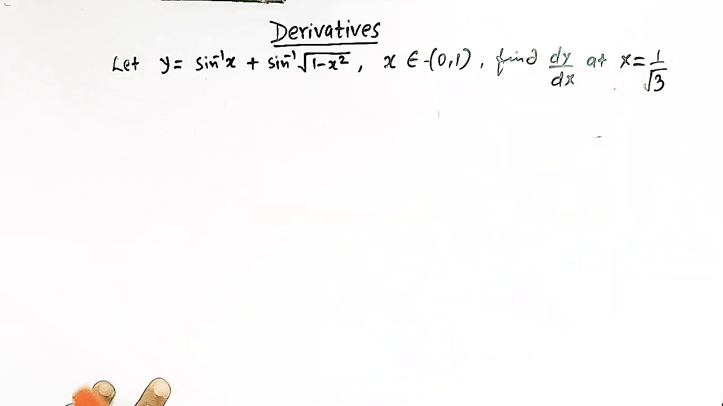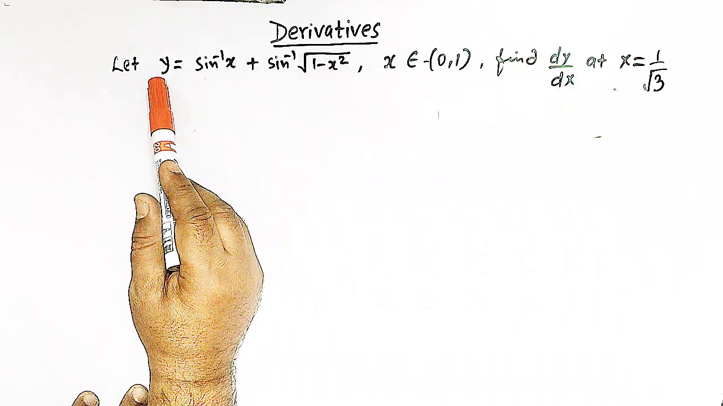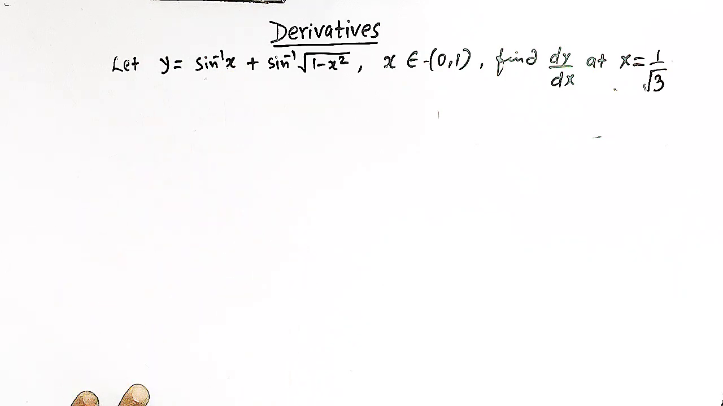at this point, that is x is equal to 1 over square root of 3, right? So let us see how we can find out the derivative of this function y with respect to x using the method of substitution, and then applying the concept of inverse trigonometric functions. So let us start.